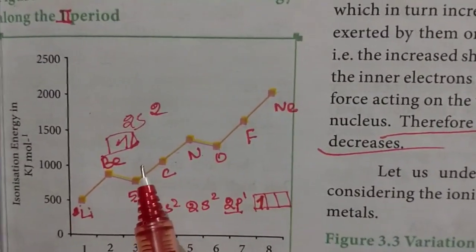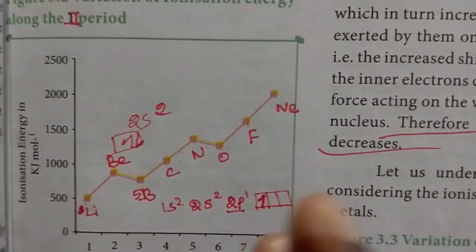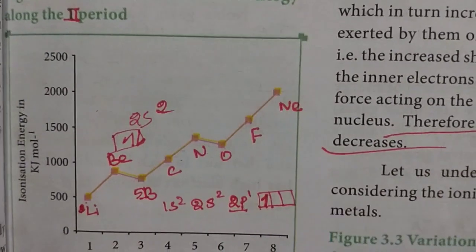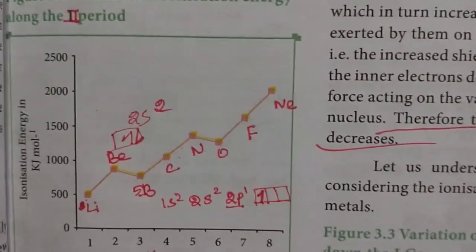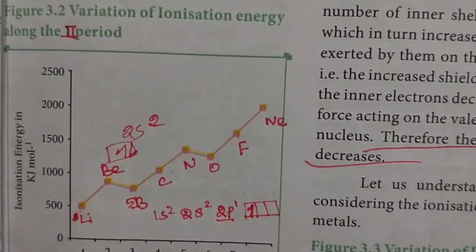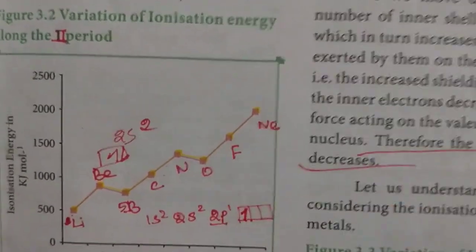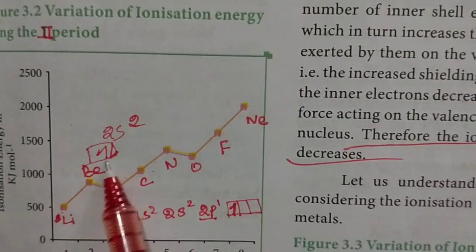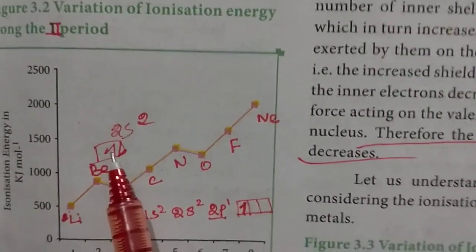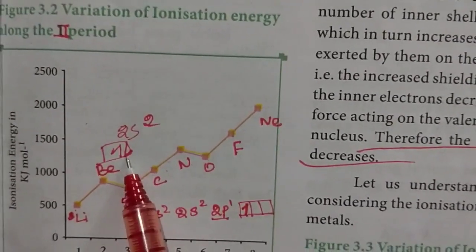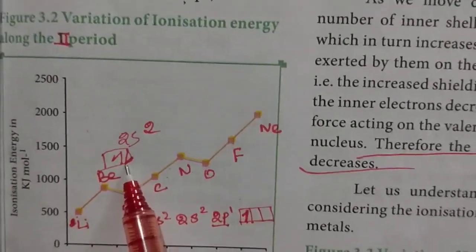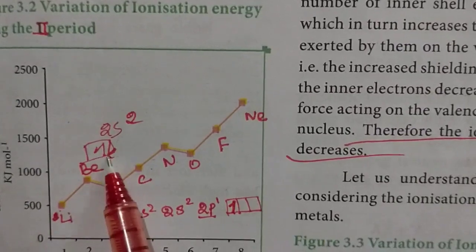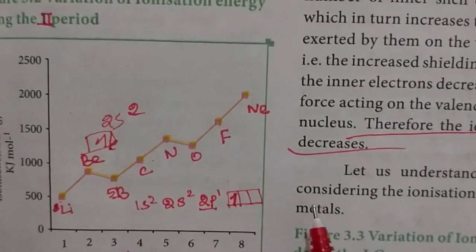Or you can say the symmetrical orbital, half filled or fully filled orbital, these three are the same. Okay. So half filled, fully filled and symmetrical orbitals, these three are the same. So this one is a symmetrical orbital. So beryllium requires more ionization energy to remove an electron from this orbital.